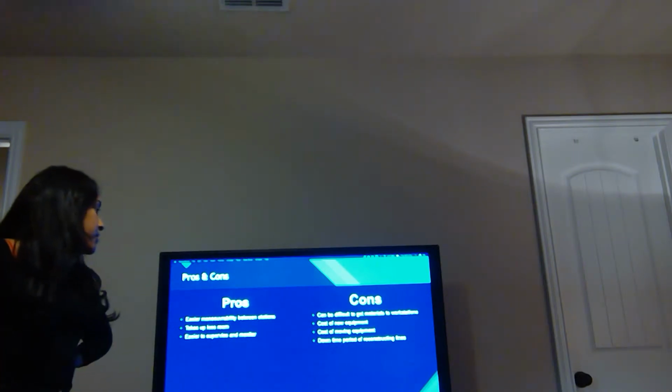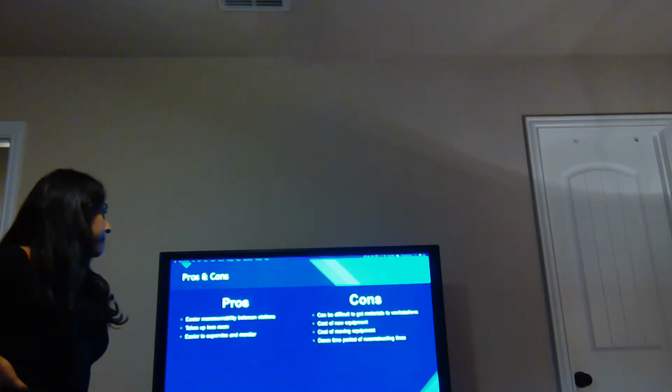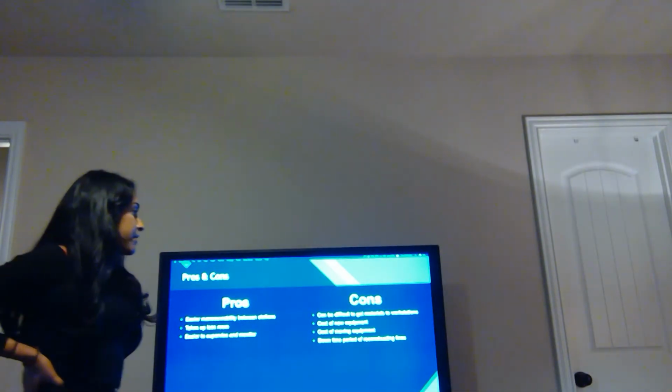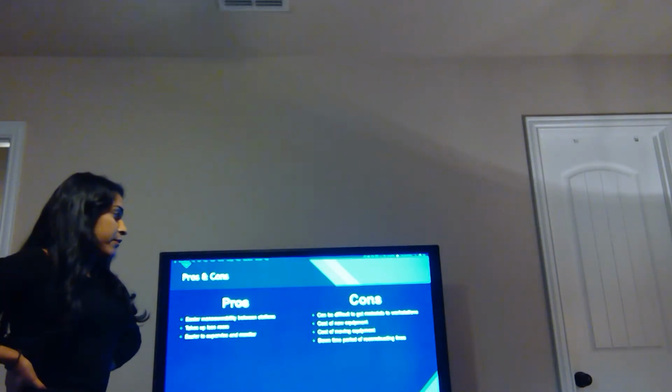So I'm going to talk about the pros and cons of the U-line. So the pros that we have determined are that it's easier to maneuver between stations, it takes up less room, and it's easier to supervise and monitor. The cons about the U-line is that it can be difficult to get materials to workstations, the cost of new equipment and the cost of moving equipment, and the downtime period of reconstructing lines.